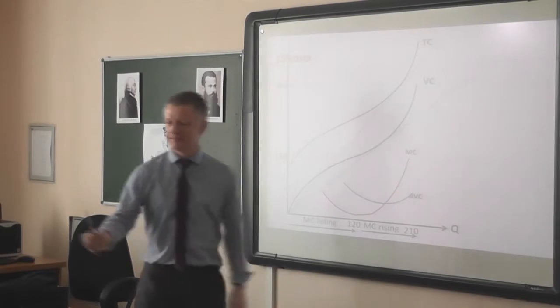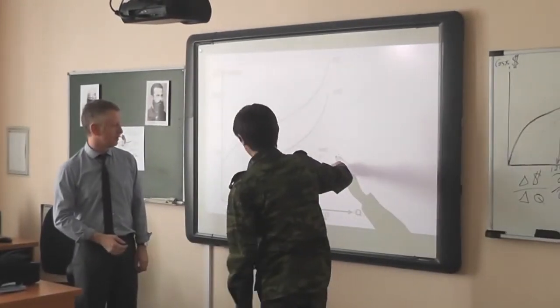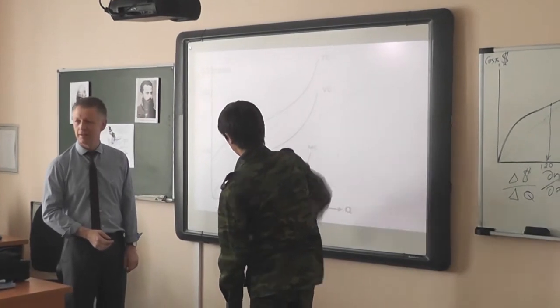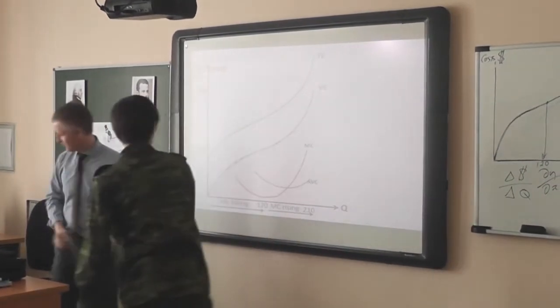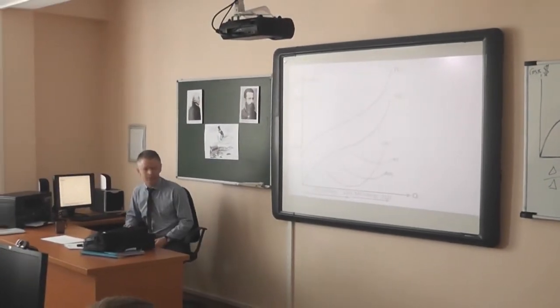Yeah? Don't draw. Indicate where it goes. There. Is he right? Yeah. Yes, he is. Perfect. Thank you for this one. Goes there. And that's the average cost curve.